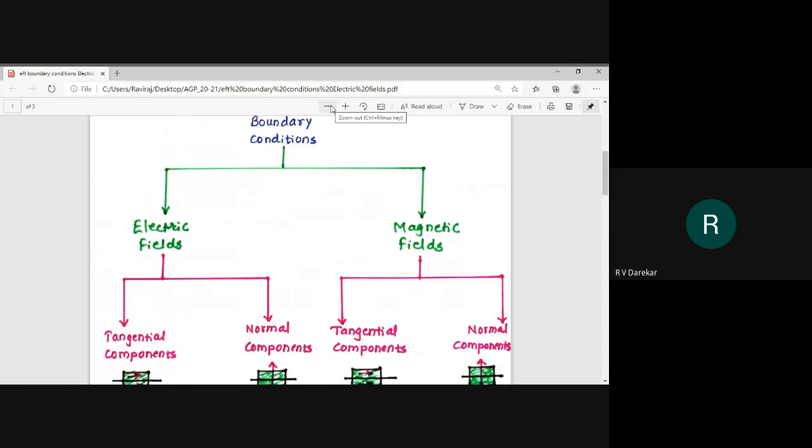We had seen these segments in the last lecture. We are just going to revise them once again. Boundary conditions can be studied effectively by considering either the electric fields or the magnetic fields. In a very similar way, the electric field can be subdivided into tangential components as well as normal components. Similarly, whenever we consider the magnetic field, we have to consider a tangential component as well as a normal component.